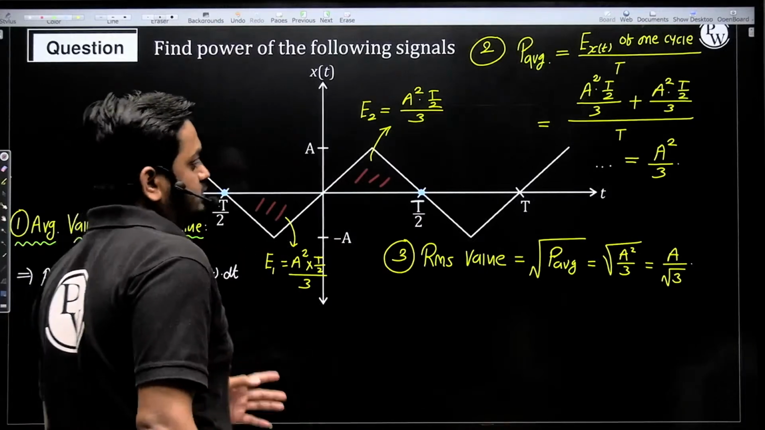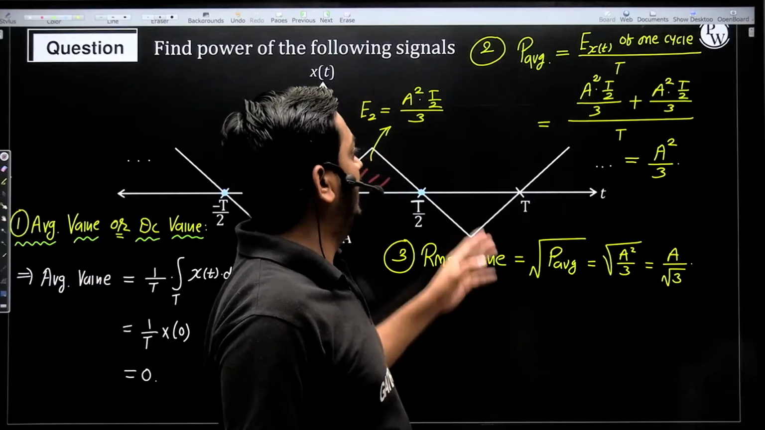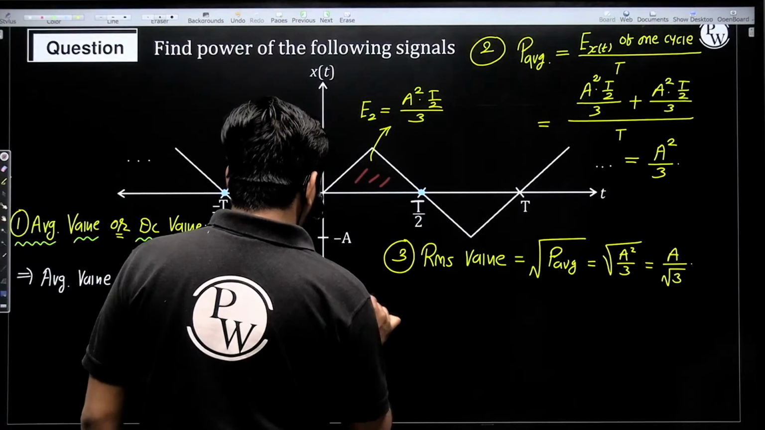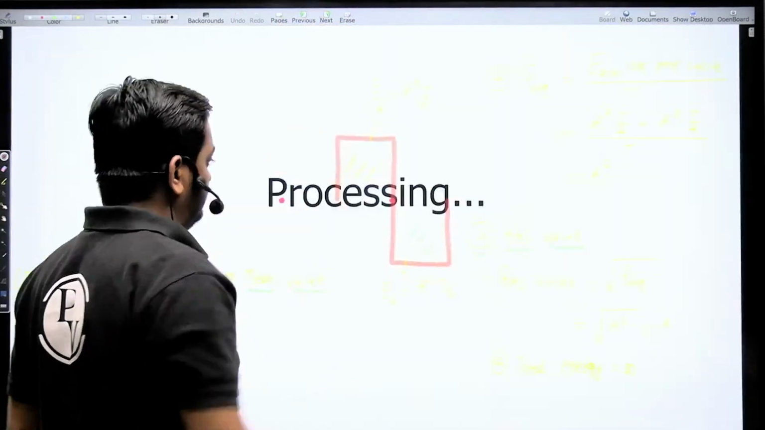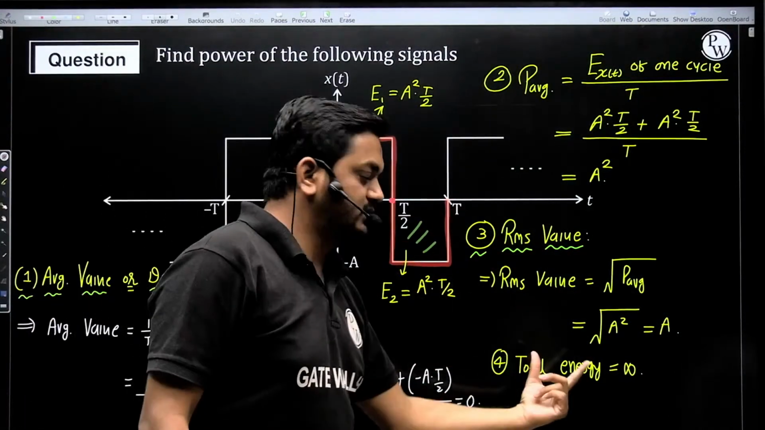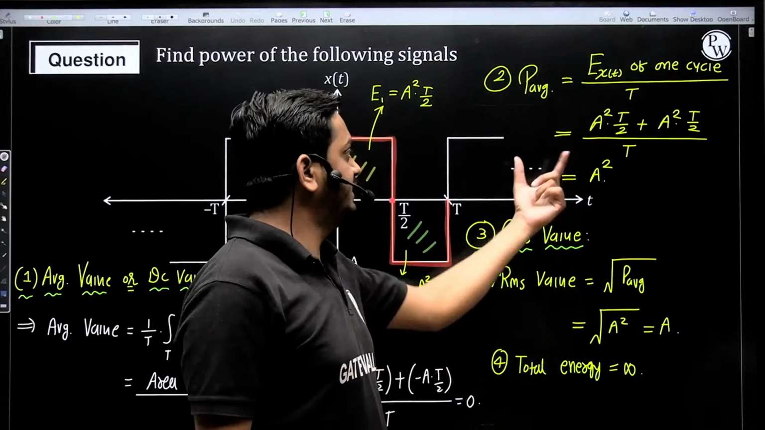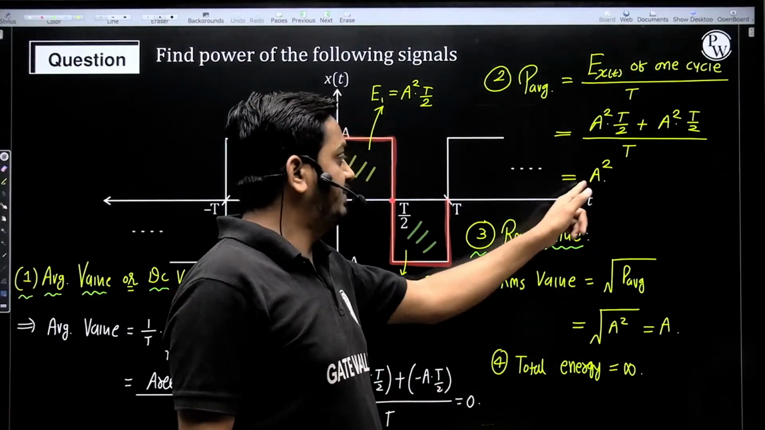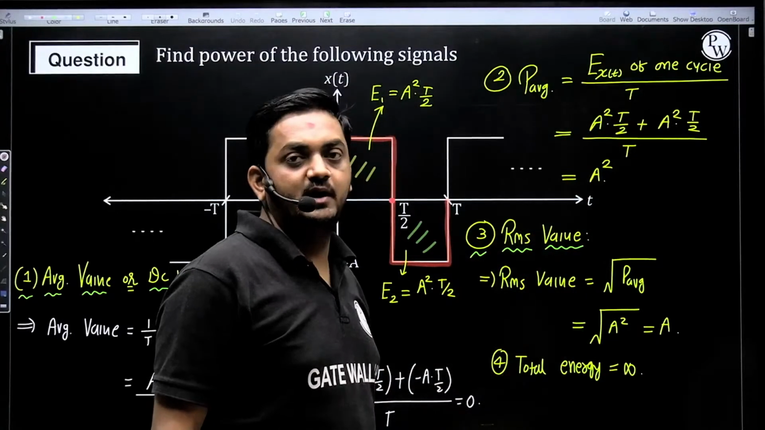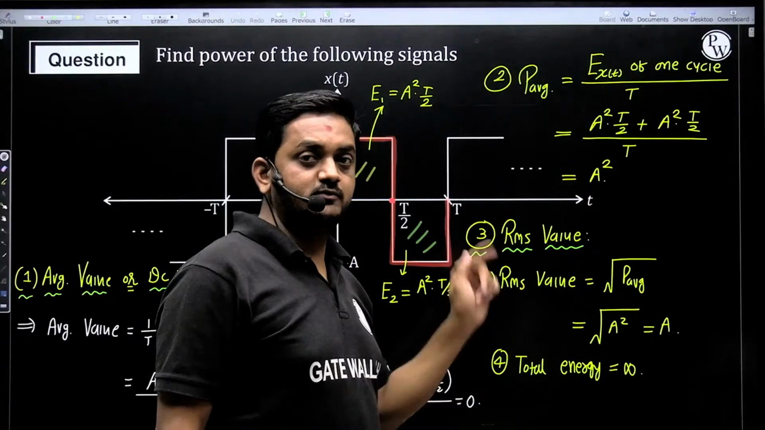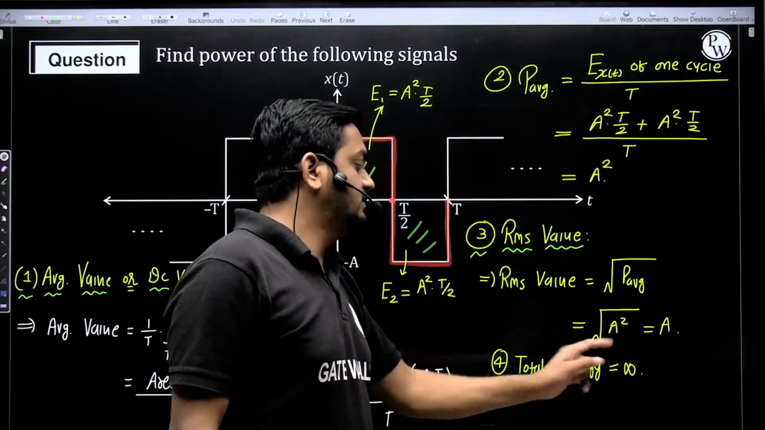So RMS value is A by root 3, and the average power is A square by 3. What is the total energy? Can you tell me the total energy of this periodic signal? In previous also, this was a periodic signal. So energy of periodic signal is always infinite. If power is finite, then energy will be infinite in each and every case. Here power is finite and we got the energy infinite. All the periodic signals are always power signals, that's why power remains finite and the energy will be infinite, guys.